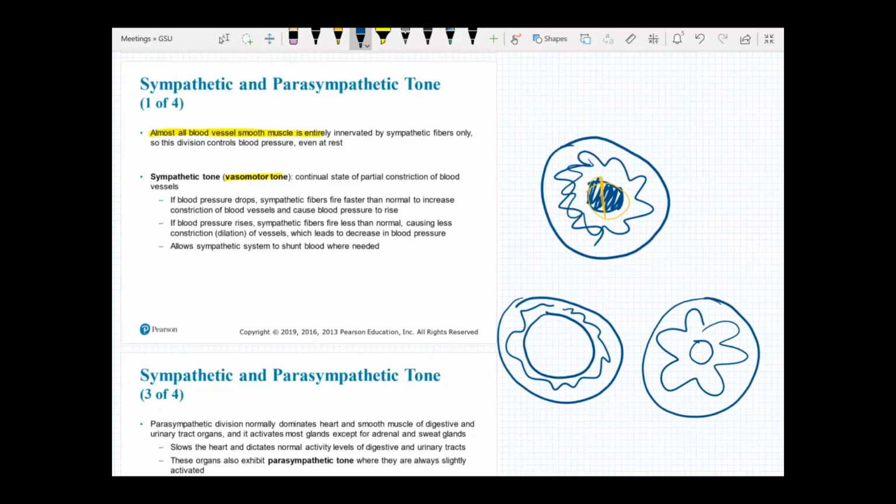If we do this one, essentially what we're saying is that it lies in the middle. It is neither fully dilated nor fully constricted. It's partially. And that is going to be controlled by the sympathetic nervous system. So this whole process where we get blood flow based on our activity level delivered to certain organs of our body is also going to be controlled by your sympathetic tone.